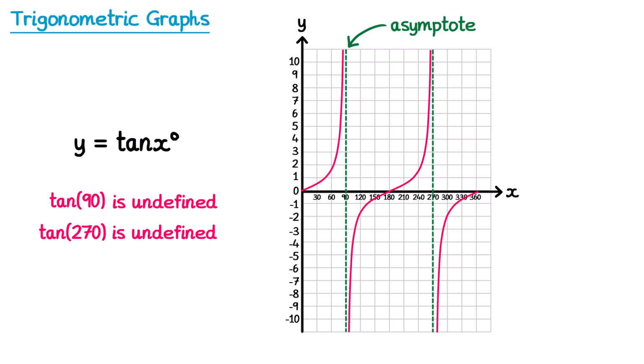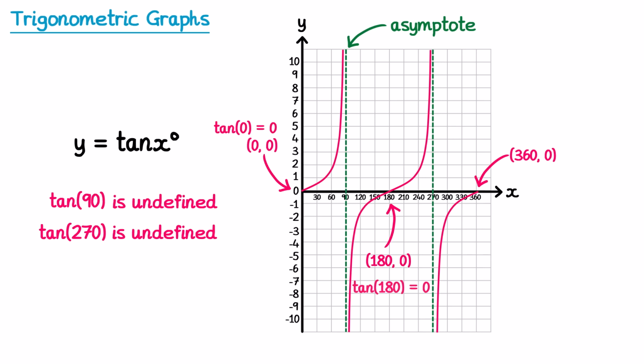You can see it's very different to the shapes of the graphs for sine and cos. So what are the key points for this graph? Well, we've got 0, 0 here. We've got the asymptote at 90, of course. We've got this point here at 180, 0. Then we've got the second asymptote, and then we've also got this point at 360, 0. And this can help us remember that tan of 0 is equal to 0. So is tan of 180, and so is tan of 360.